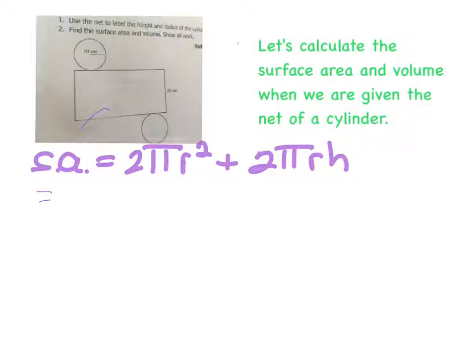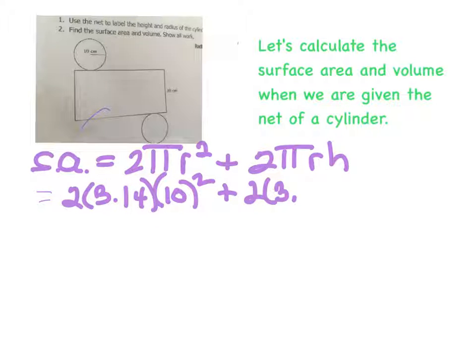So let's go ahead and do our substitution. We have 2 times pi, which is 3.14. Remember, we're just going to use the number 3.14 for pi. We're not going to use the calculator key of pi because that's going to give us too many decimal points. And then the radius squared is just going to be 10 to the second power, which we know is 100. We're going to add to that 2 times the product of 3.14. The radius is 10 and the height is 30.